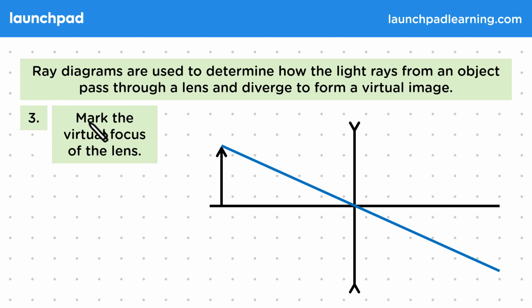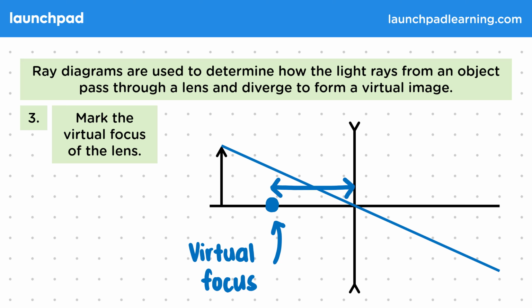In step 3, mark the virtual focus of the lens. Remember that when we direct rays parallel to the principal axis, they will appear to converge at a point on the axis. This point is the virtual focus. In an exam, this position might be marked on the diagram already for you, or you may need to find it by measuring from the lens using a given focal length.